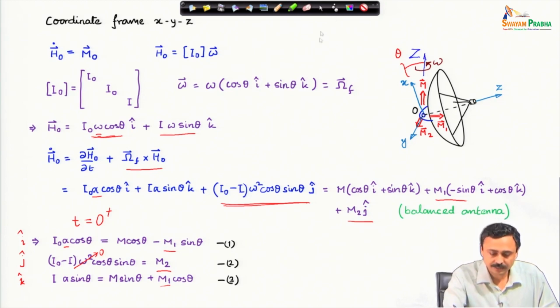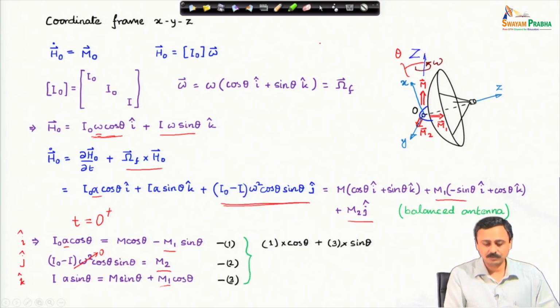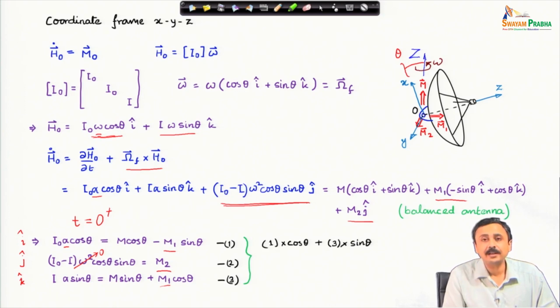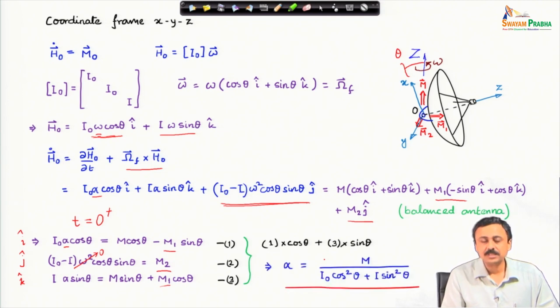Let us proceed then. I use the equations 1 and 3. I have simultaneous equations 1 and 3 in alpha and m1. These are the 2 unknowns. Simultaneous equations 1 and 3 I solve. I multiply 1 by cosine theta, 3 by sine theta, and I add them, and what I get is alpha. I can solve like this m1, and of course m2 is directly available from the equation. Therefore, this is the angular acceleration that we will have.